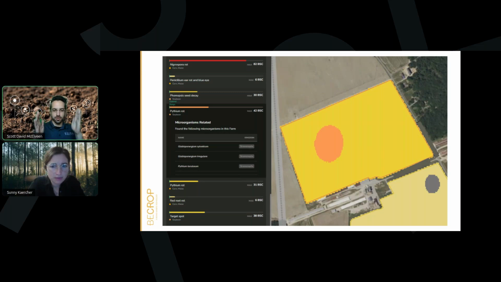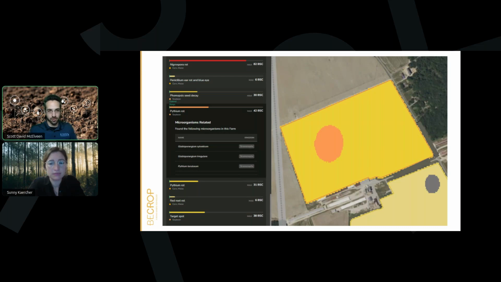Every crop score ranges from 0 to 100. 100 is the highest abundance we've seen of this pathogen in a given crop. Okay. And then the 0 is undetected. So just above 0 would be the lowest abundance of this organism we've seen in a given crop.